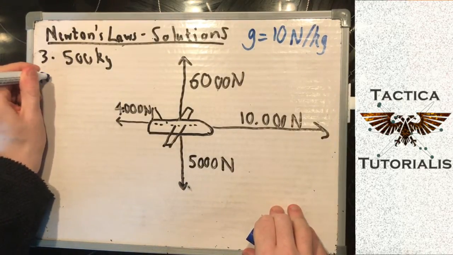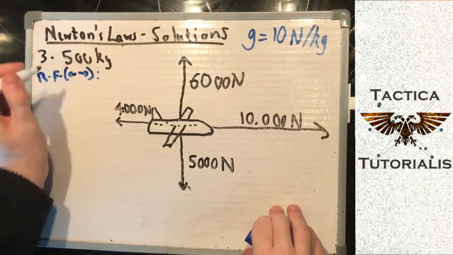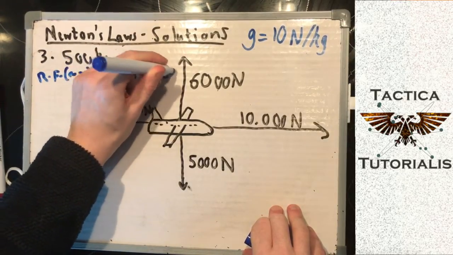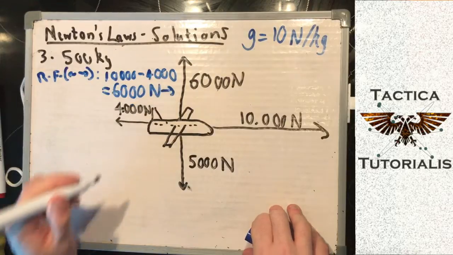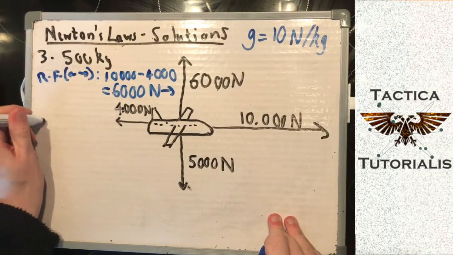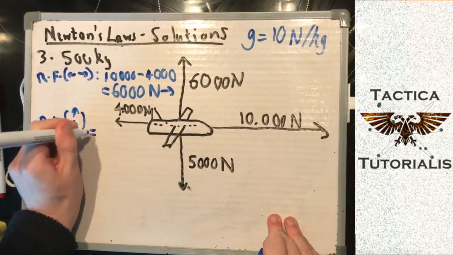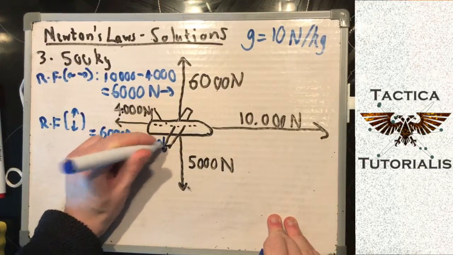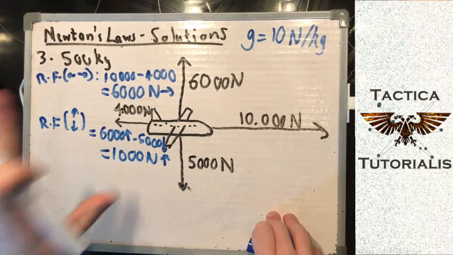So, first off, the resultant force for left-right, for the horizontal, is 10,000 take away 4,000 equals 6,000 newtons to the right. So we have a resultant force there. For the vertical, the up-down, equals 6,000 up minus 5,000 down equals 1,000 newtons upwards. So those are our two resultant forces.